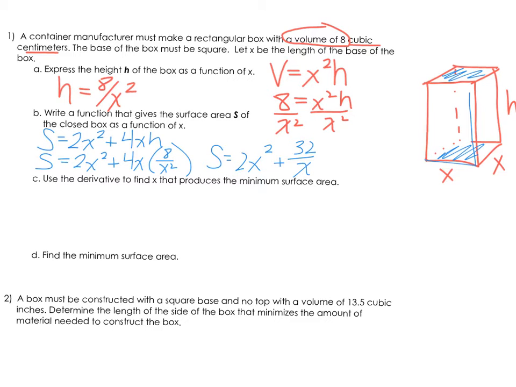Okay. This is the part where we would minimize the surface area, and back in October we would go to the calculator, type it in, and find the minimum. We'd probably do a zoom 0, zoom fit, find the minimum. This time we're going to use the derivative.